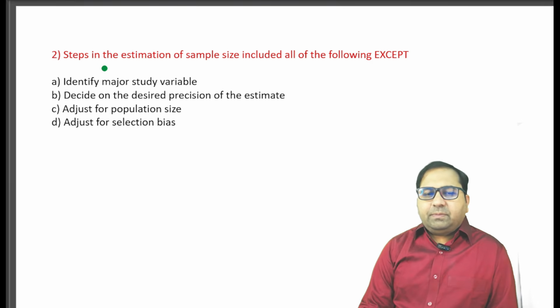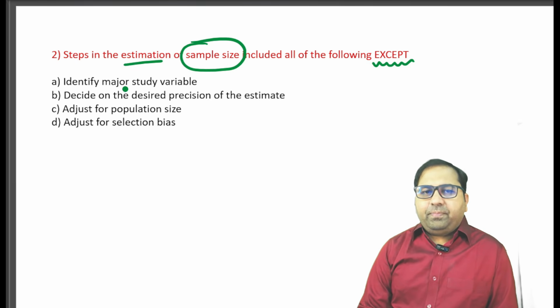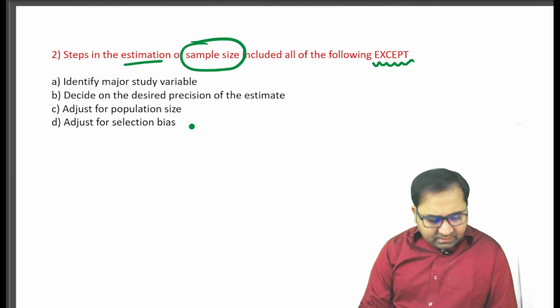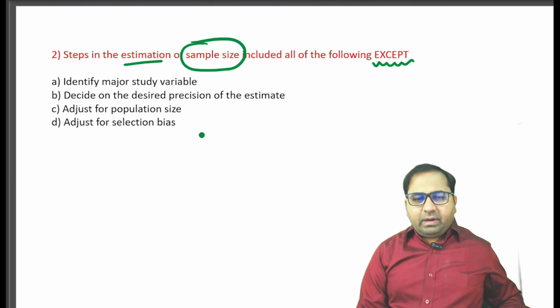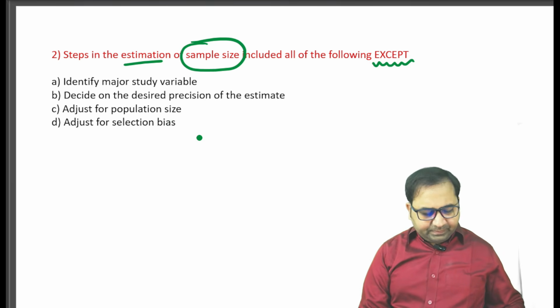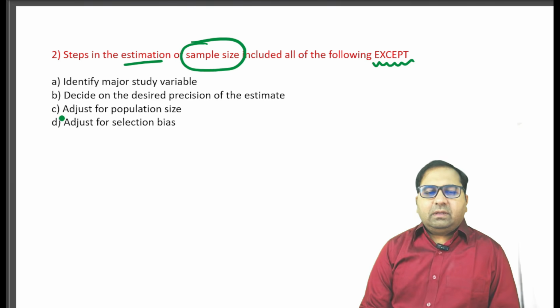Next question. Steps in the estimation of sample size include all of the following except. The options given are A. Identify the major study variable. B. Decide on the desired precision of the estimate. C. Adjust for population size. Or D. Adjust for selection bias. The answer for this question is D. Adjusting for selection bias is not a step in the estimation of the sample size.